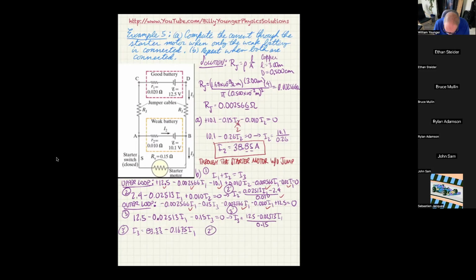The two prime can be changed as well. I'm going to say 0.02513, and I'm going to divide it by 0.01, which is the same thing as multiplying by 100. So I'm going to get 2.513 I1. Now I'm going to take the 2.4 and divide it by 0.01. Again, that's multiplication by 100. So that's going to give me 240. So this will be minus 240.